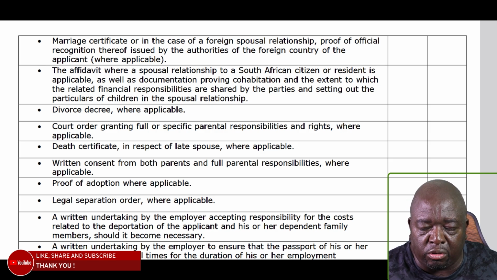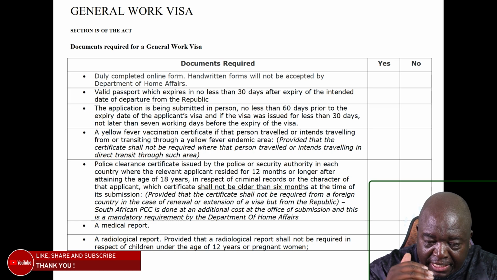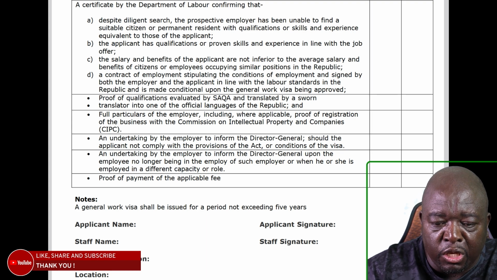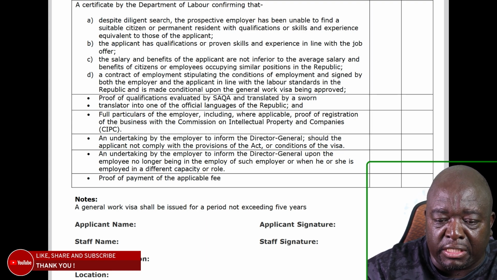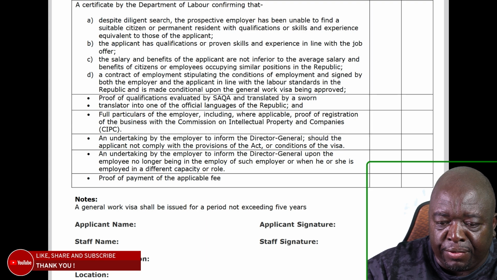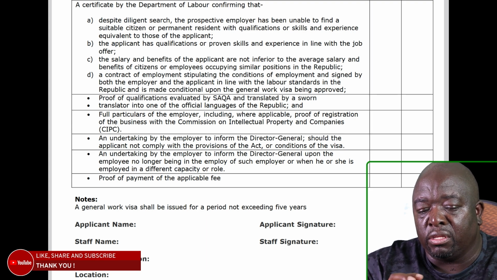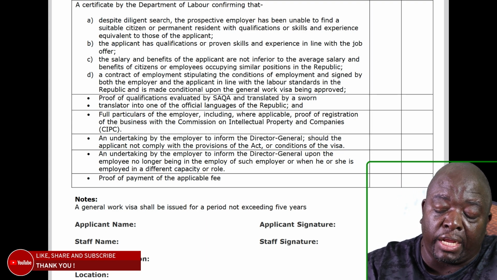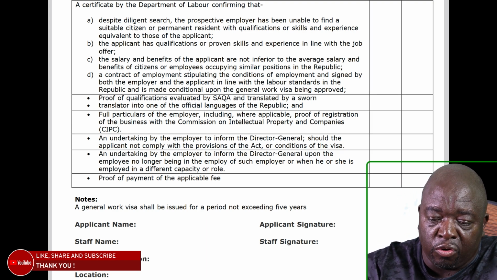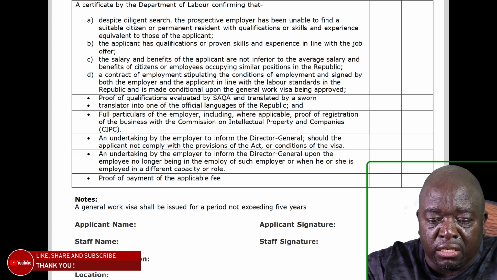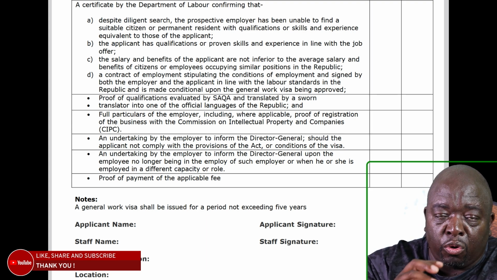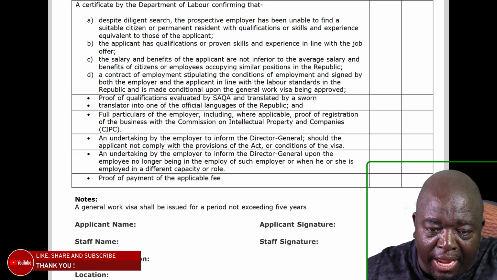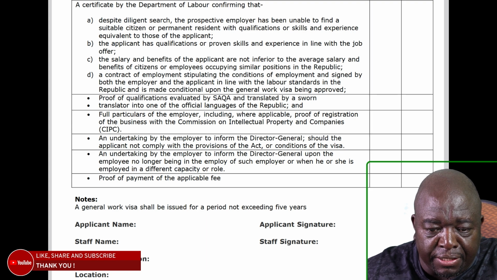That also should go on the undertaking list. And the last undertaking is to inform the Director General upon the employee no longer working in the same capacity or in the company. So these undertakings need to be written. There is no need for the employer to write 4 different undertakings on 4 different letters. He just needs to write them on one letter, and then he signs. This is also what I did with my application.